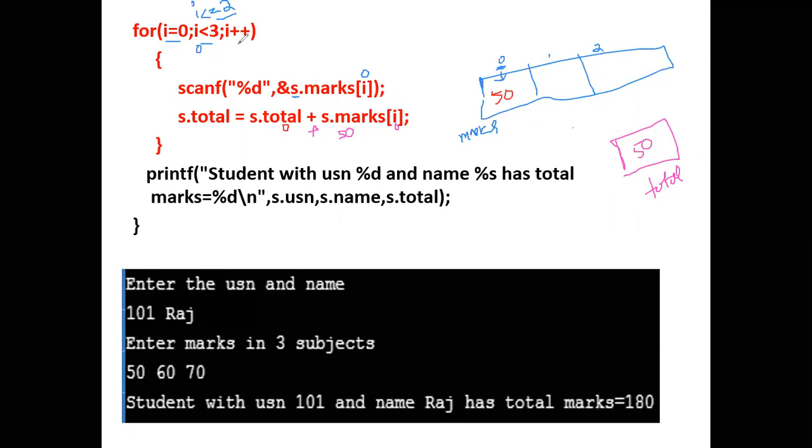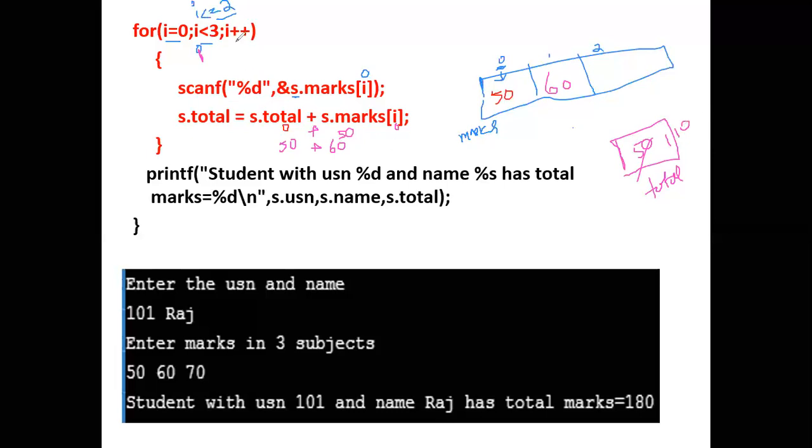Okay, next increment the value of i, it will become 1. So 1 is less than 3, yes, condition is true. Input the value of s.marks[1], so input the value 60. Then s.total, what is the value in total? Total is having 50. 50 plus s.marks[1]. Now i value is 1, s.marks[1] is 60, so it will become 110. So now the total will be having 110.